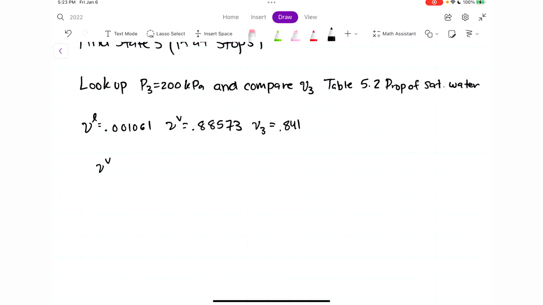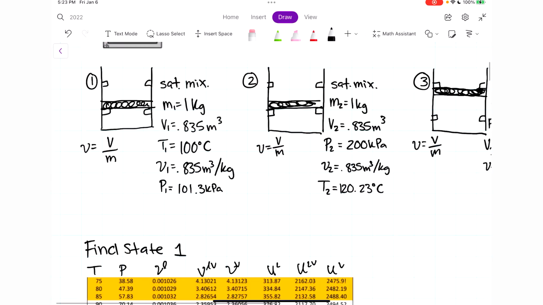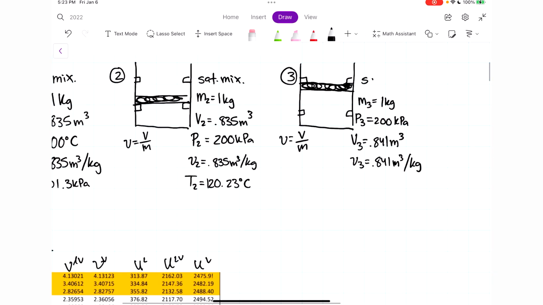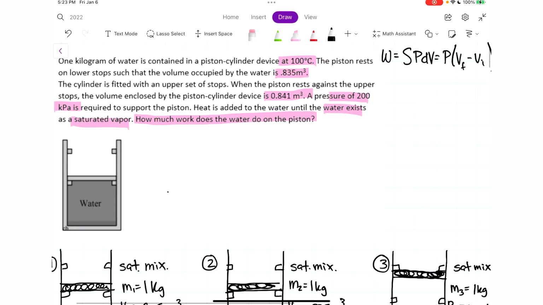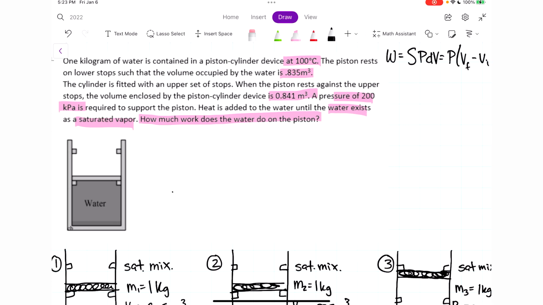Our specific volume is in between the specific volume of a saturated liquid and the specific volume of a saturated vapor, meaning that it's still a saturated mixture. Okay. So in state 3, still a saturated mixture. Okay. Our final state is when the water is, what did it tell us? Final state is when the water is a saturated vapor.